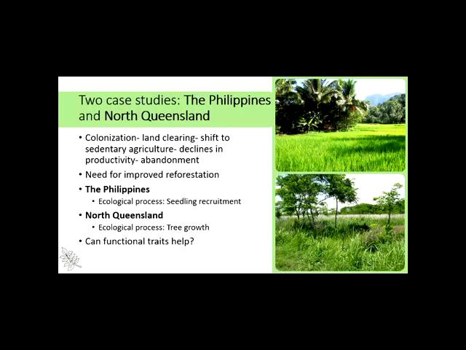The ecological process we were looking at in the Philippines was seedling recruitment, and in North Queensland it was tree growth. So I guess the key question from this symposium, and hopefully my talk will address some of it, is: can functional traits help, and can they highlight ecological processes that can then be applied for practical reforestation?